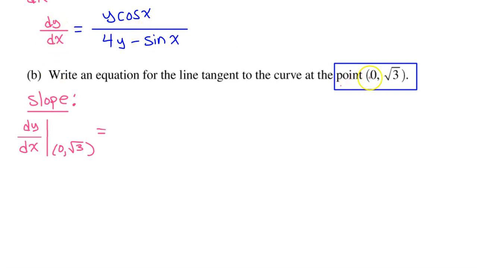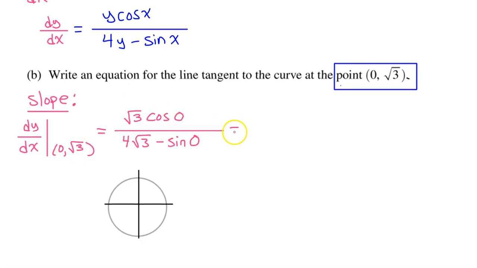Now, don't go plugging in x and y all willy-nilly. You need to use proper notation like this to show that you are about to evaluate dy/dx at (0, radical 3). Once you've written this vertical line and the (0, radical 3) point at the bottom, now you can start plugging in 0 for x and radical 3 for y.